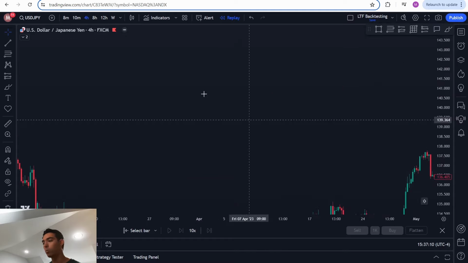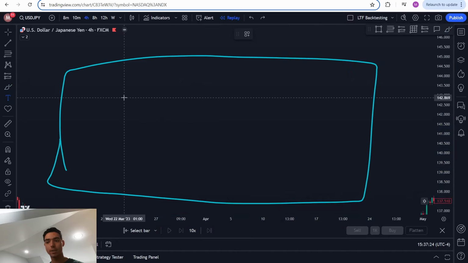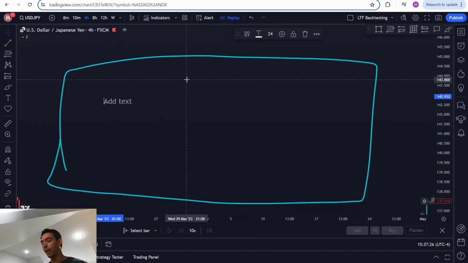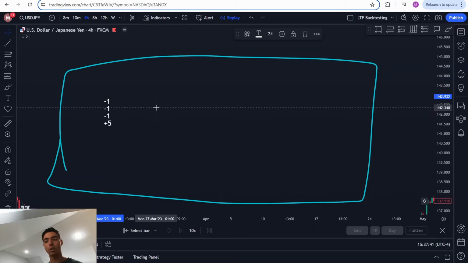So what is this? Well, let's say we want to create a trading strategy, and a trader is backtesting their strategy currently, and they get one loss. So they take a minus one, fine. Then they get another loss, another minus one. Then they get another loss, and then they get a plus five. They're overall profitable, but the win rate is 25% because they won one and lost three.